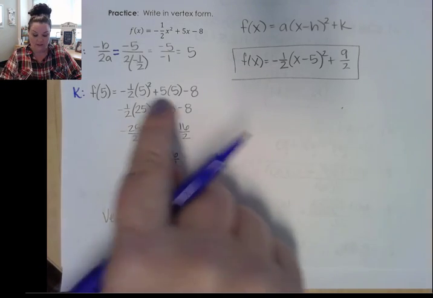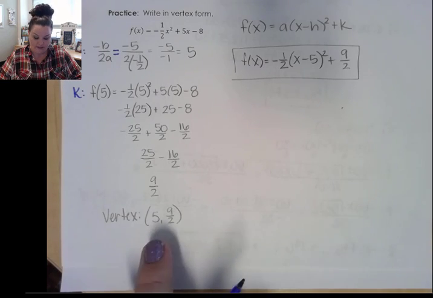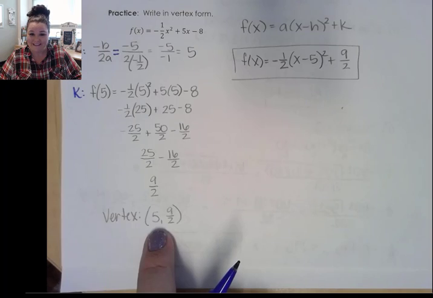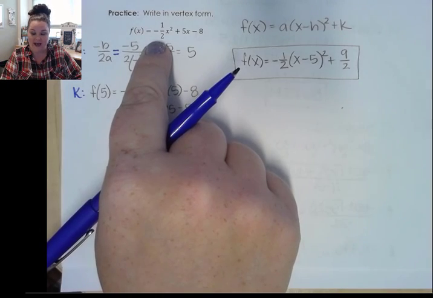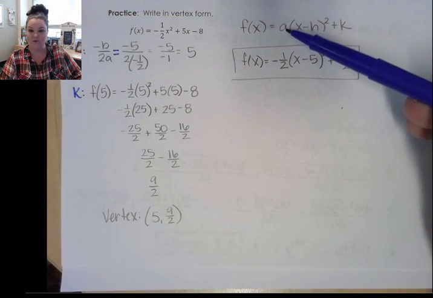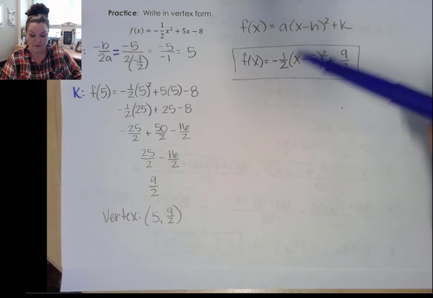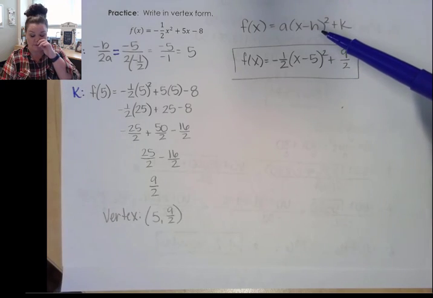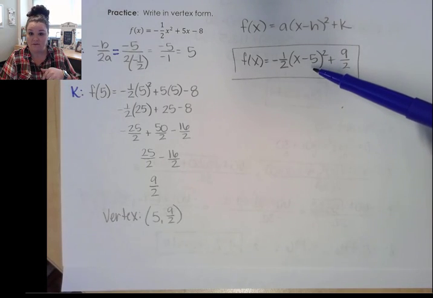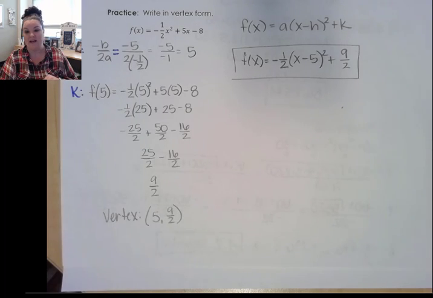Okay, if you got lost somewhere in here, go ahead and pause the video, make sure you understand where your mistake was. If you got to this vertex point, great. Now we just need to take that vertex and our a, which is -1/2, and plug it in to get our vertex form. So our vertex form says to do our leading coefficient, which is -1/2, and then we do x minus our h value, which in this case is 5, squared, plus our k value, which we found to be 9/2. And that's all we have to do, okay?